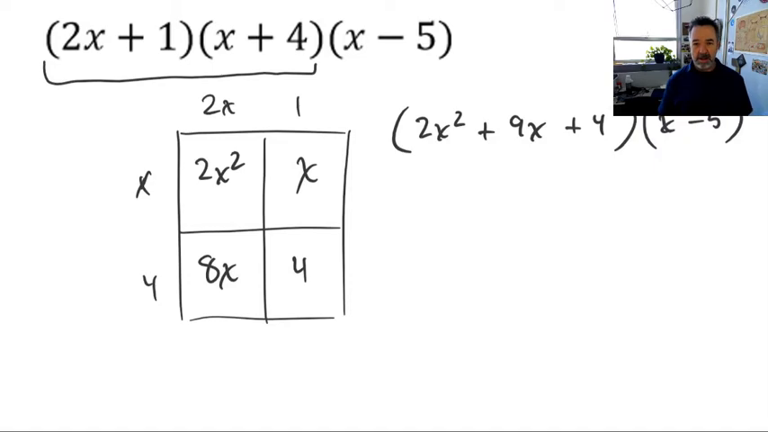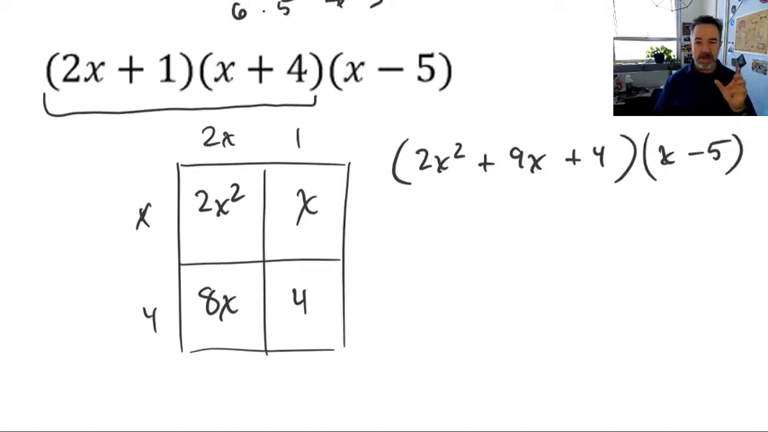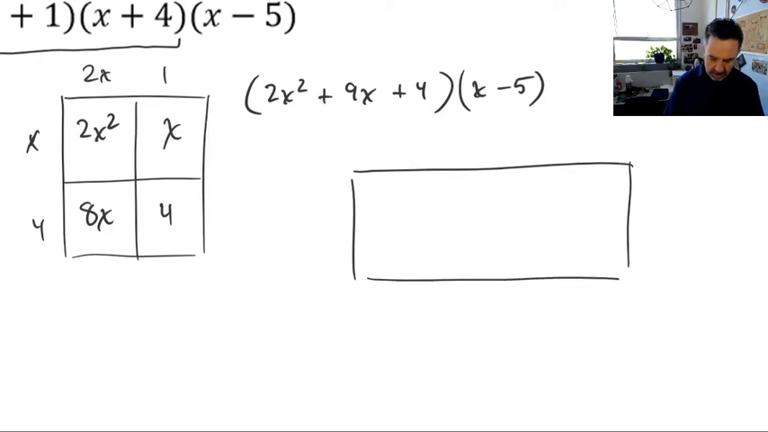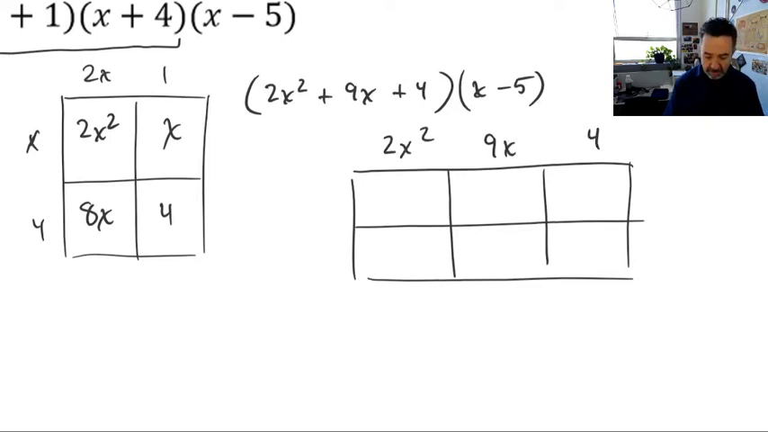So again, I'm going to use a generic area model. I've got a trinomial times a binomial, so I'll use a 3 by 2 generic area model. I'll go across this way as my 3 pieces, and then 2 this way. Across the top, I've got 2x squared plus 9x plus the number 4. And on the left-hand side below that, I've got x and then minus, or plus a negative, 5, right? Okay, so those are the 6 pieces that are going to make up this product.